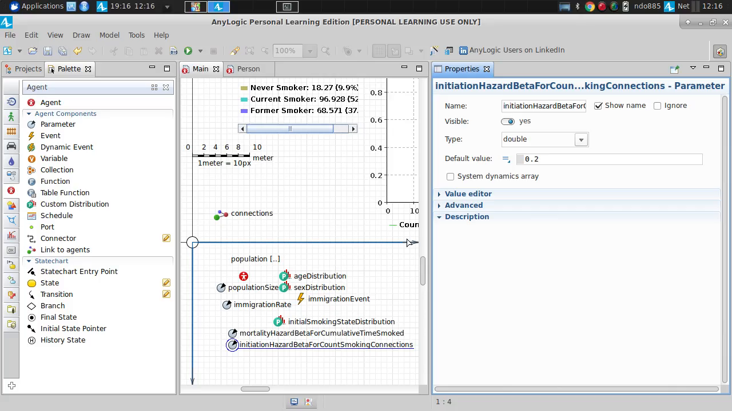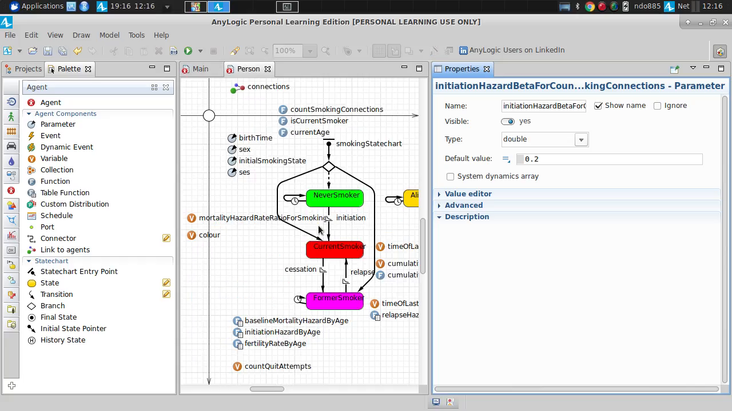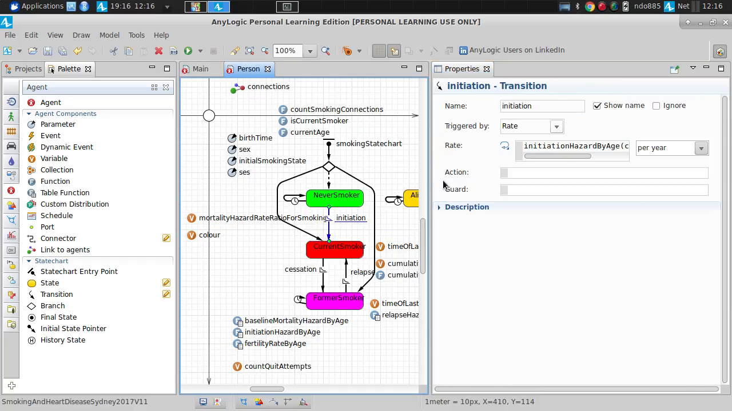So if I have 5 connections who are smokers, we're going to multiply it by this beta, get 1, and it's going to be exp of that. So my chance of smoking is going to be increased by a factor of 2.7 or so. My hazard rate of smoking. What do you think? Good or not? Okay.